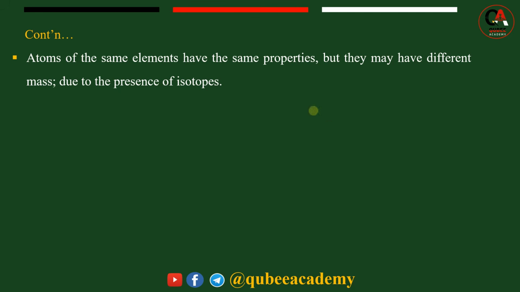Here what I'm going to tell you is that atoms of the same element may have different mass due to the presence of isotopes. Isotopes means atoms of the same element having the same atomic number with different mass number. For example, if you check chlorine, there is a chlorine having the mass number of 37 and there is a chlorine that has the mass number of 35. This indicates that chlorine exists with different mass. So this idea is also one of the failed ideas of John Dalton.